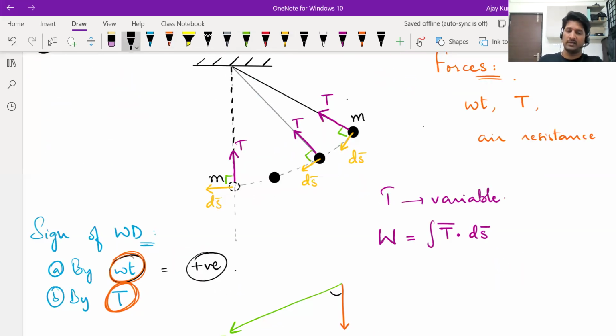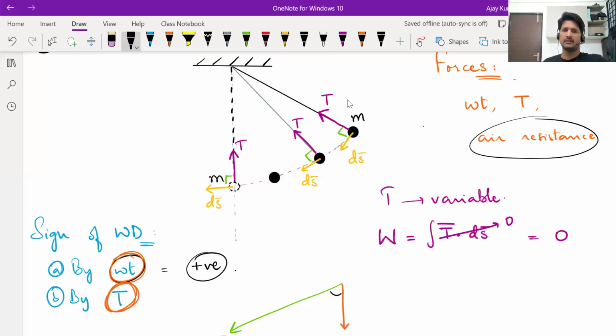Then their dot product. What is the dot product of perpendicular vectors? 0. The dot product here becomes 0 and integral 0 is 0. Therefore, work done by tension in this case is 0. Tension does not do any work as the bob swings. Gravity is the only force that does work. If you include air resistance, then yes, that becomes another point of discussion.